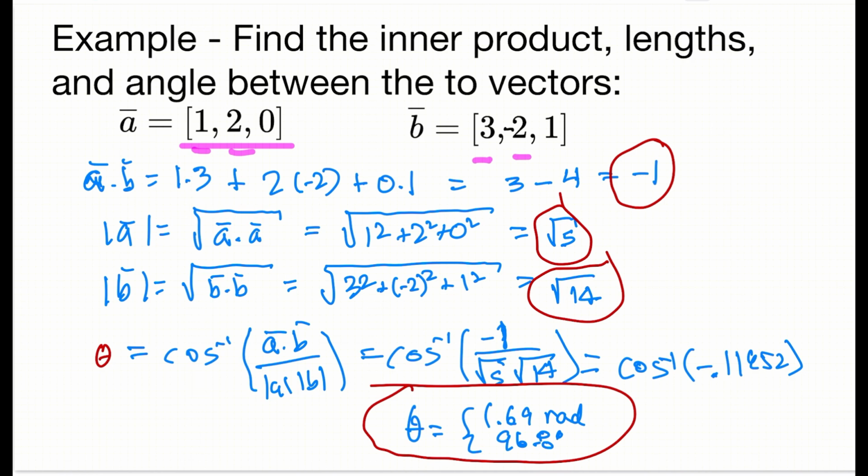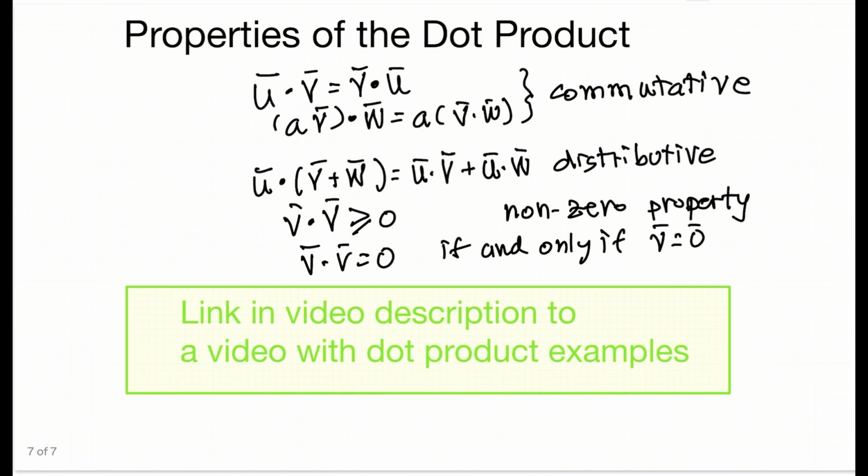So that's the end of that example. Now we want to look at some of the properties of the dot product, and I'm just going to give you these properties. First of all is the commutative property, and this results in u dot v is equal to v dot u. The order doesn't matter, that's what it's telling us. Now if we take a, a constant, times the vector v, and that quantity dotted with w, we can factor out the a, and it's just a times v dotted with w.